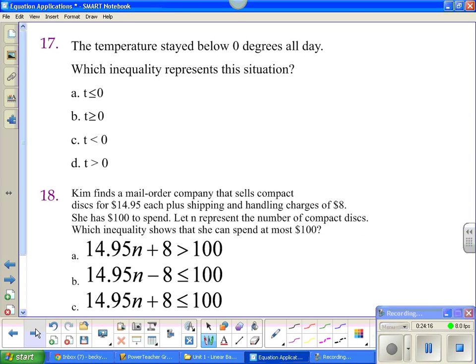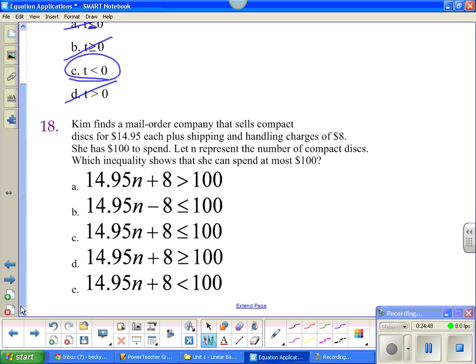The temperature stayed below 0 degrees all day. Which inequality represents this situation? Well, below means less than. So I'm going to take out the ones that say greater than. So what is the difference between A and C? Well, A has the equal to on it and C does not. If it says it stayed below 0 degrees, does that mean it actually became 0 degrees? Or did it stay below 0 degrees? And the answer is it stayed below it. It is not equal to, so it can't be this one. Just below 0.